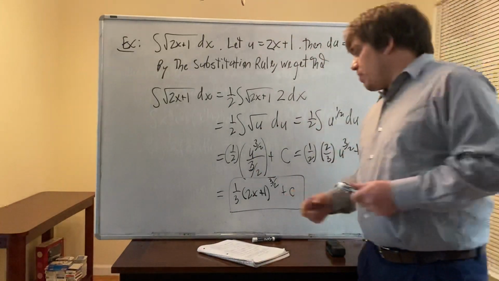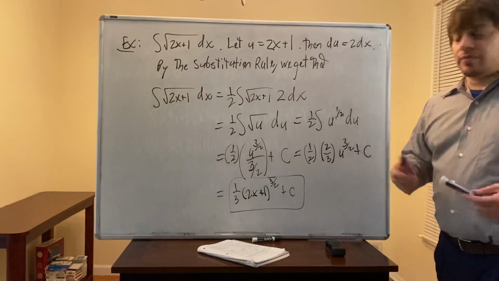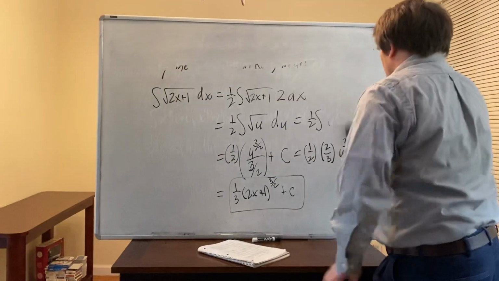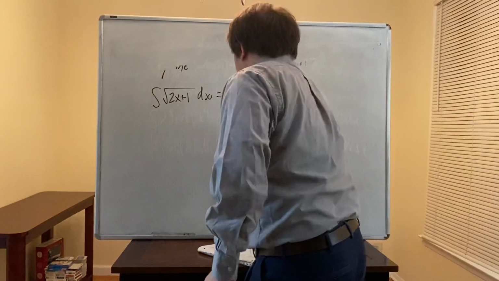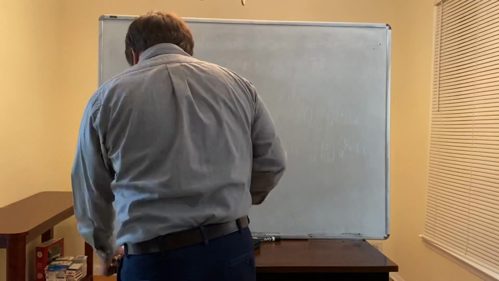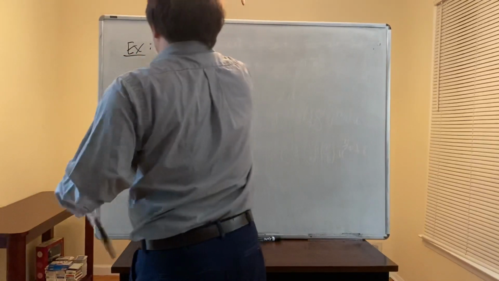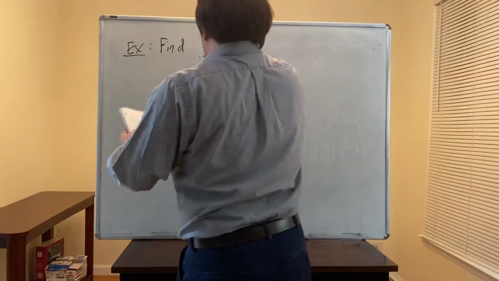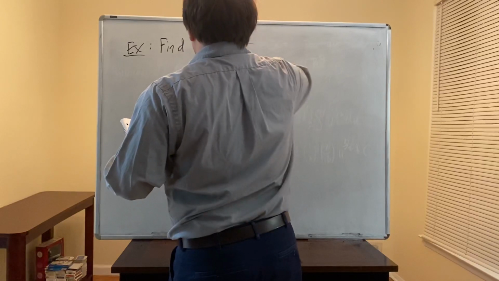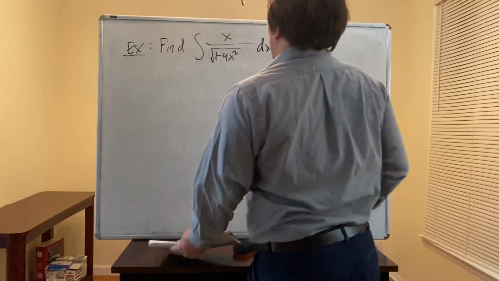And so now this is another example using the substitution rule. Okay, let's do another one. Okay, so here's another one. Find the integral of x over the square root of 1 minus 4x squared dx. Okay, so we're going to find that integral.